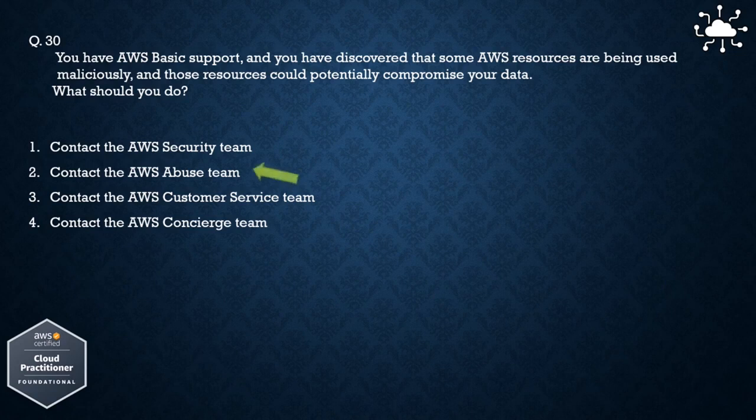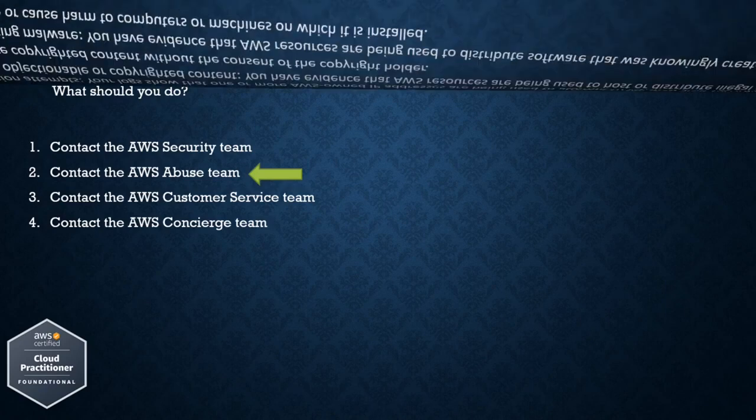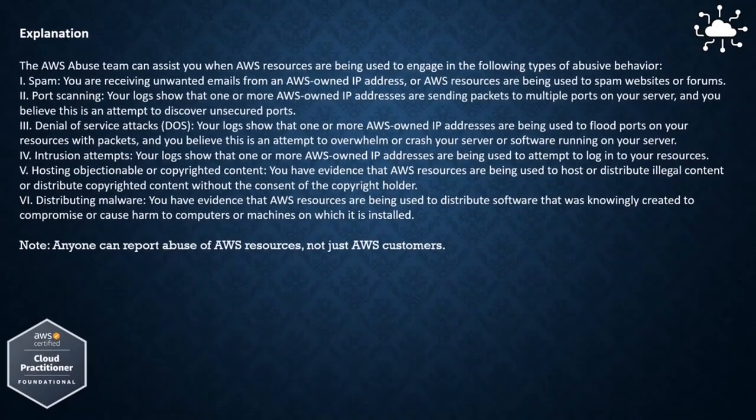The correct answer is contact the AWS abuse team. Explanation. The AWS abuse team can assist you when AWS resources are being used to engage in the following types of abusive behavior. 1. Spam. You are receiving unwanted emails from an AWS-owned IP address, or AWS resources are being used to spam websites or forums.